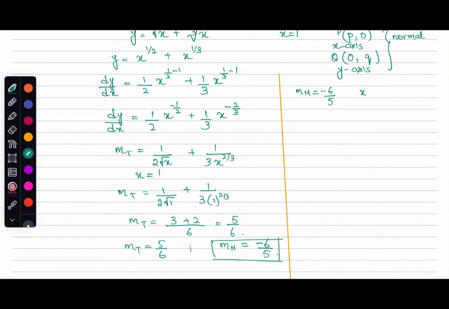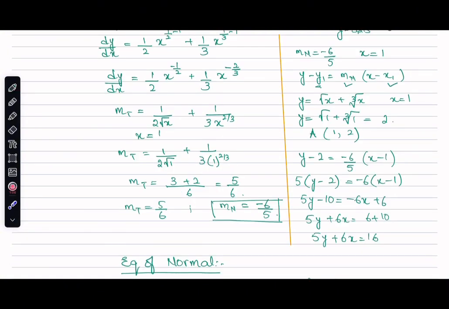In the question, it said x was equal to 1. So here I have the gradient of the normal, which is negative 6 by 5, and x was already given, which was equal to 1. To have the normal equation, I know that the normal equation is given as y minus y1 equals the gradient of the normal times x minus x1. So substituting the normal gradient and the x1 value, the y1 value shall be left.